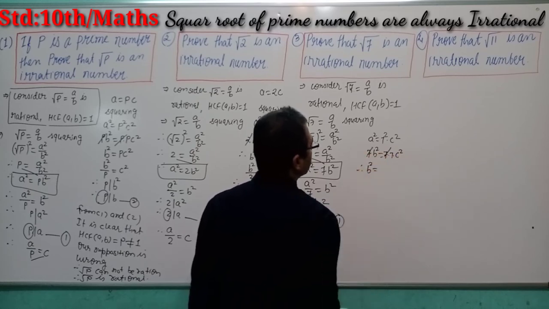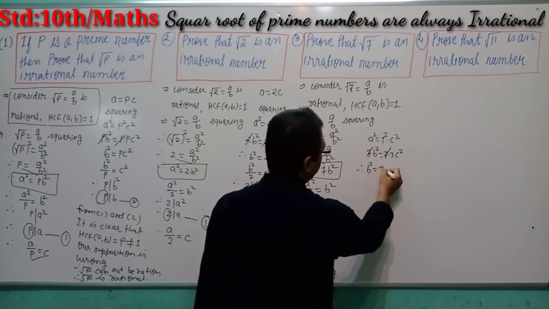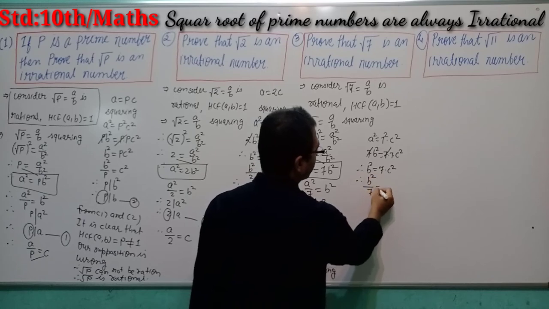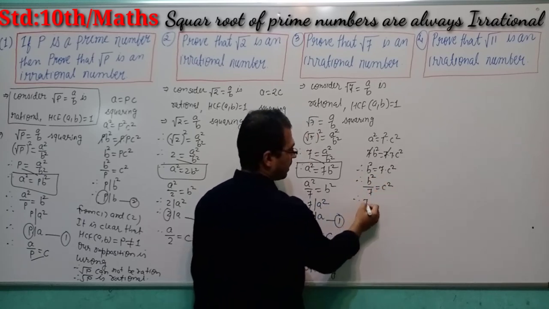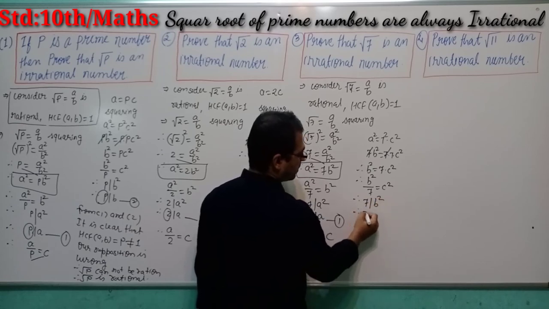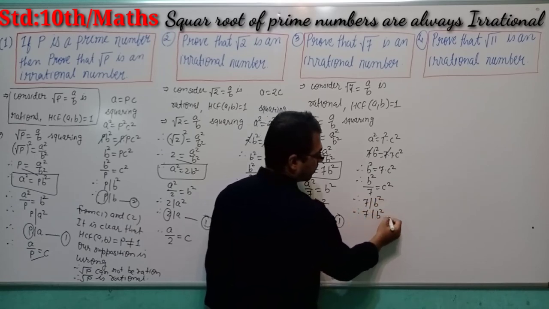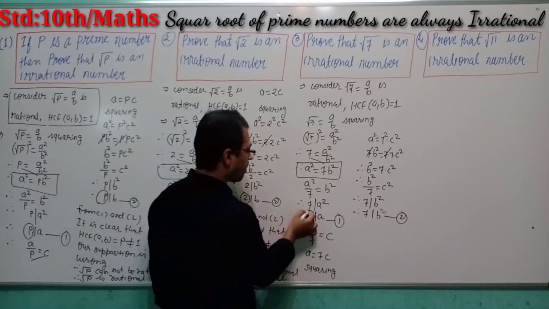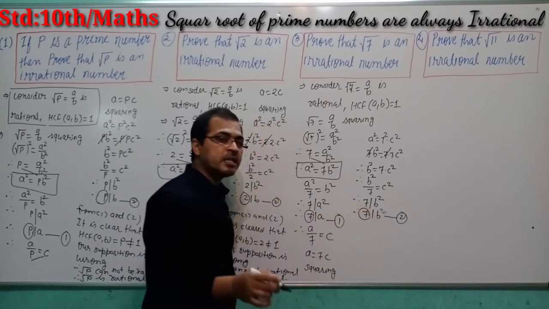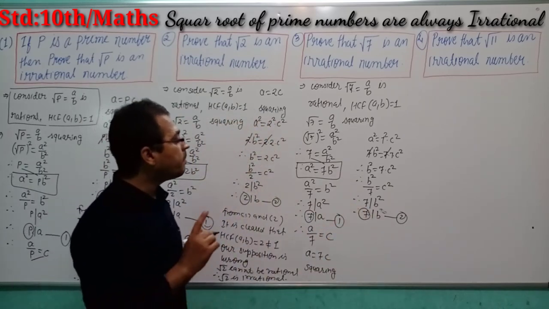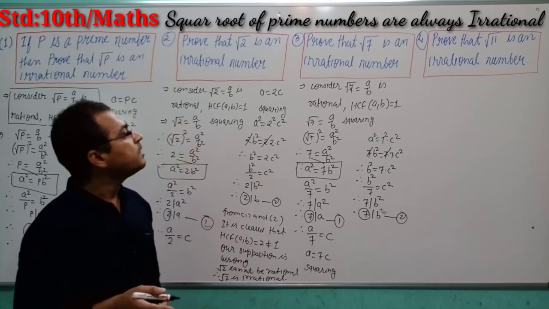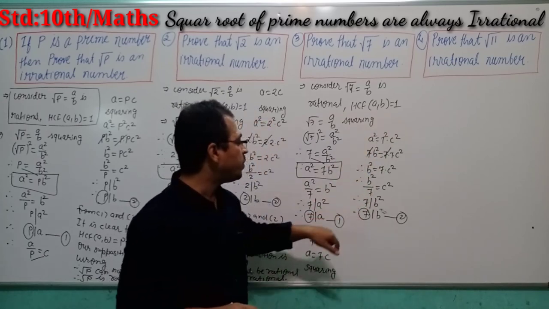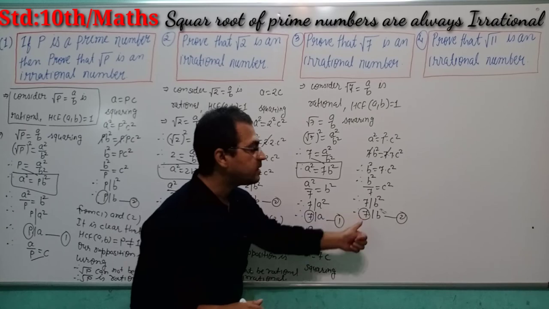So b square is equal to 7 into c square, it means student b square is divisible by 7, you are getting c square. It means 7 divides b square, means 7 divides b also, right? This is result number 2. Okay students, from 1 and 2 you can see that the common factor is 7. But as per the condition, if a number is rational, HCF should be 1. But from result 1 and 2 you can see that HCF is 7.